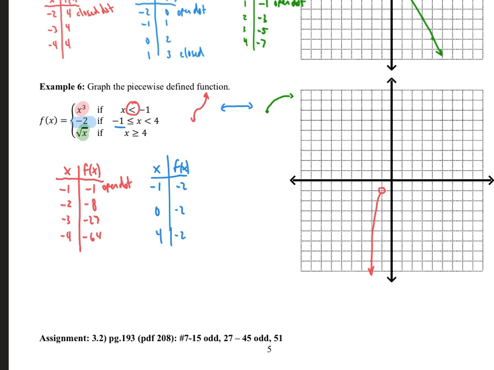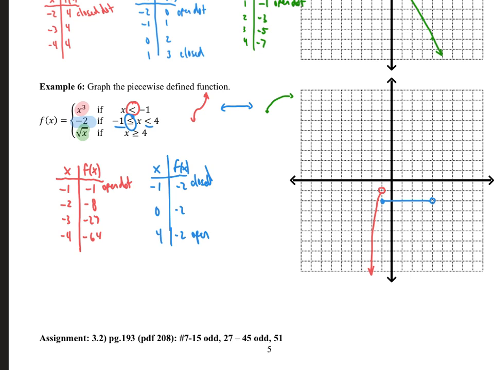But I want those endpoints, so -1 is the equal to, so that means it's closed. And 4 is the not equal to, so that means it's open. So -1, -2, I'm going to make a big closed dot. At 4, -2, I'm going to do an open dot. So make sure those are obvious, and then I'm going to connect those with a horizontal line. So it should be obvious at the ends if it's a closed dot or open dot.